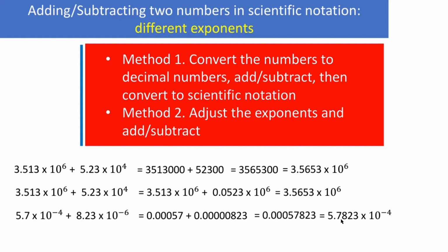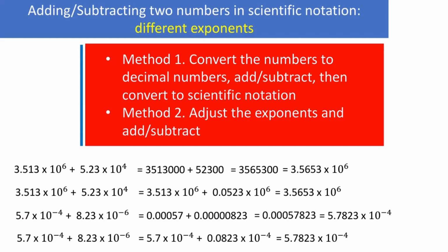So 5.7823 times 10 to the negative 4. Okay. All right. So now here, this one here. Now, if I need to do the smaller of the two of these numbers is this, so I need to make this negative 4. So I need to add 2 to this, which means I'm moving this to the left, take 2 positions. Now you can add these two numbers, and you get this the same answer.